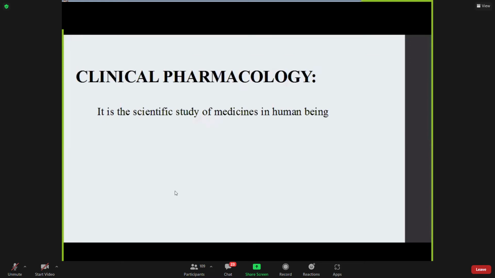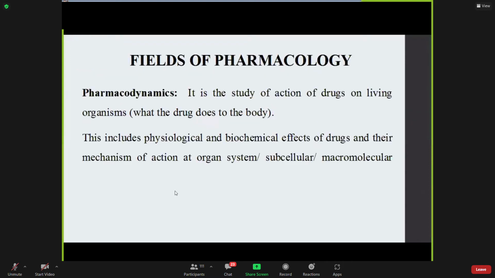Clinical pharmacology is a scientific study of medicine in human beings. So when we talk about human beings, then it is clinical pharmacology. Except for the study on animals or organs or tissues, we are particularly studying the effect of some drugs on human beings. There are various fields of pharmacology.